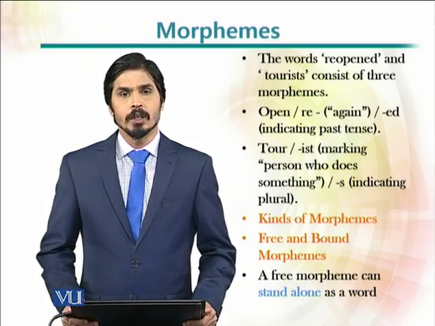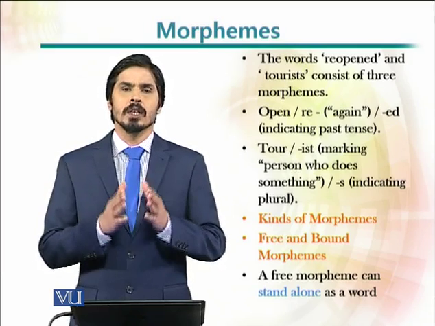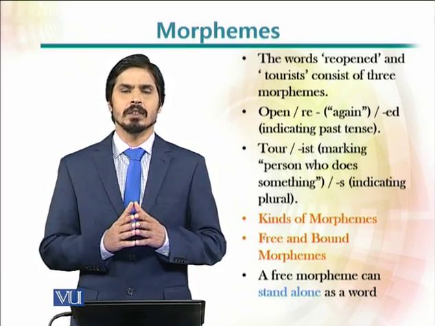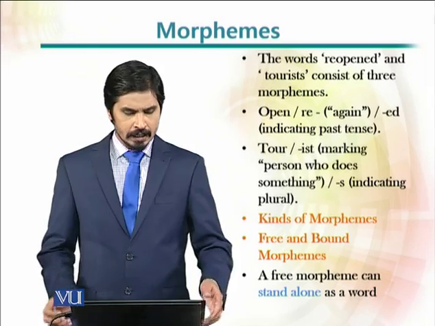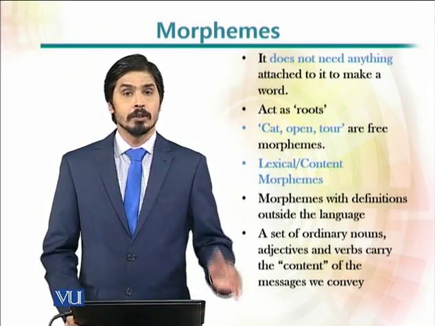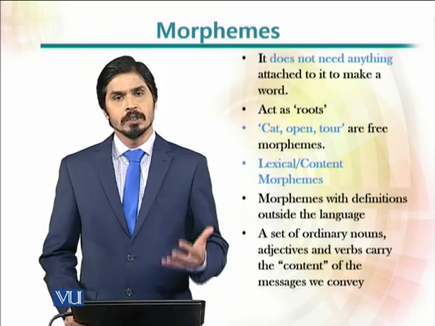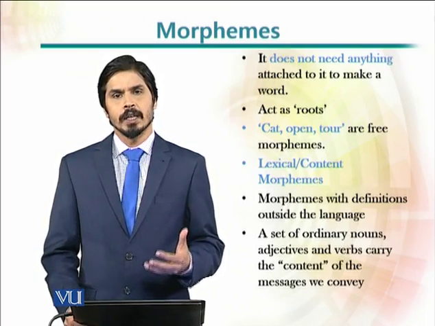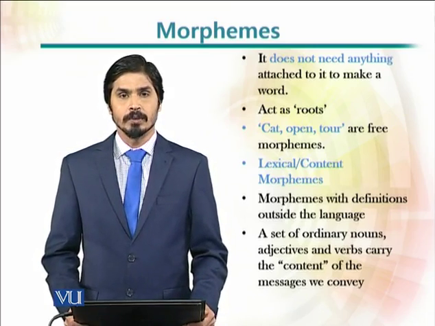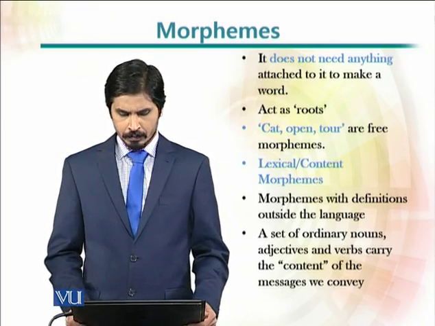The morphemes could be of various kinds. Two major kinds include free and bound morphemes. Free morphemes are those which can stand alone without any help from any other word or morpheme, and they independently could convey their meanings. And they do not need anything to be attached with them. As I said earlier, they also act as roots. The examples could be the words like boy, girl, cat, open, tour. They are free morphemes. They can stand alone and can convey certain meanings in English language.